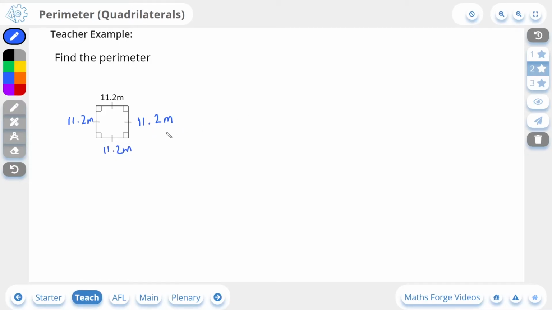So rather than adding 11.2 by itself 4 times, I could just multiply it by 4. So we're going to have 4 times 11.2. This is going to give us 44.8. Since the units of our sides are in meters, then the unit of the perimeter will also be in meters. So our final answer is 44.8 meters. And if we check our answer, there it is.